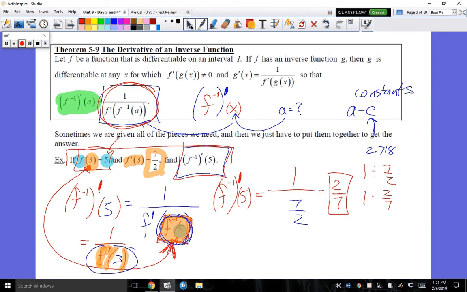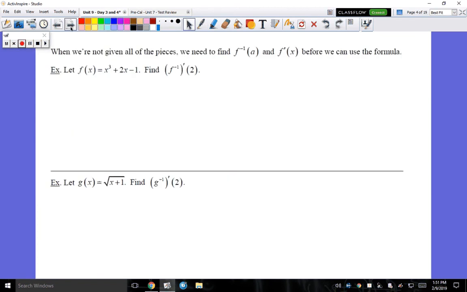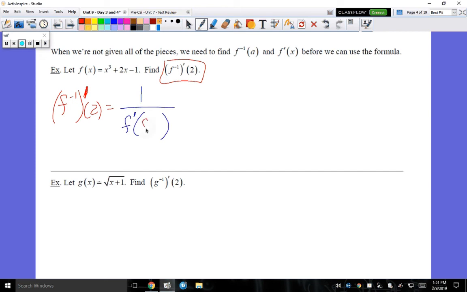Okay, so that's how you use the shortcut. Let's do some more practice. We are looking for the derivative of the inverse function evaluated at 2. So I'm going to start off by saying, here's my shortcut, which is 1 over f prime of the inverse at 2. Let's look at what we just wrote in red.